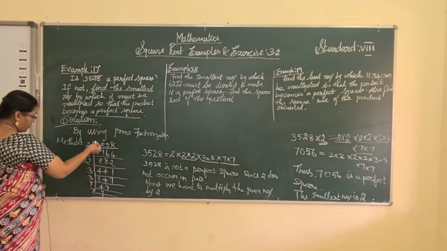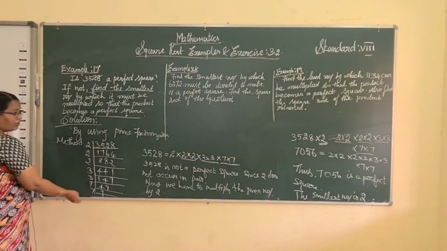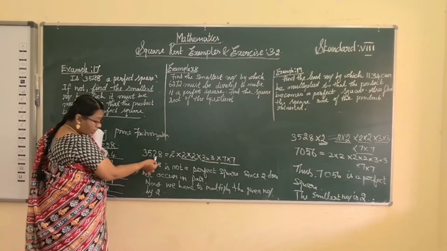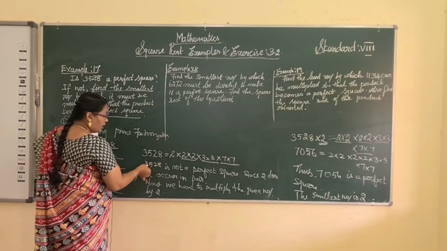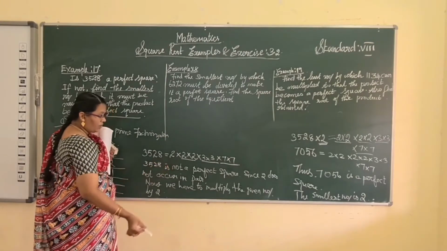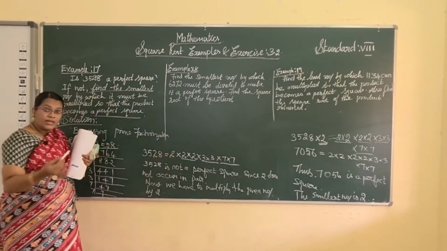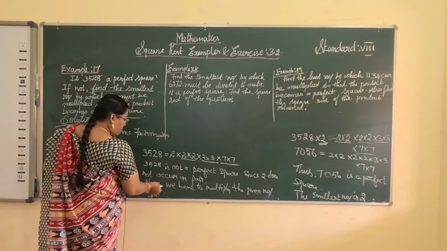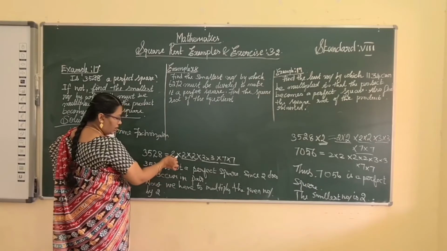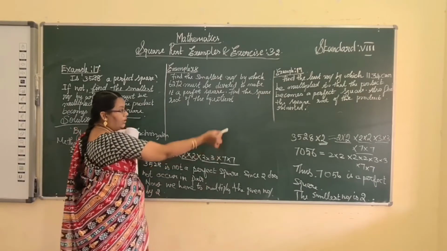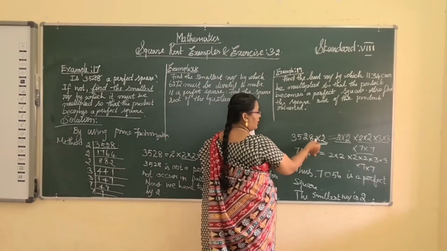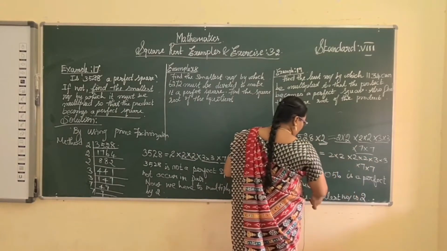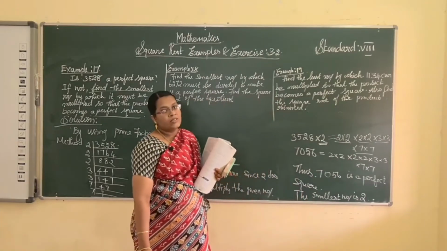First, using the prime factorization method, we find the prime factors of 3528. 3528 is not a perfect square because 2 does not occur in a pair. So we multiply the given number by 2. Then 3528 multiplied by 2 gives a perfect square. So the smallest number is 2.